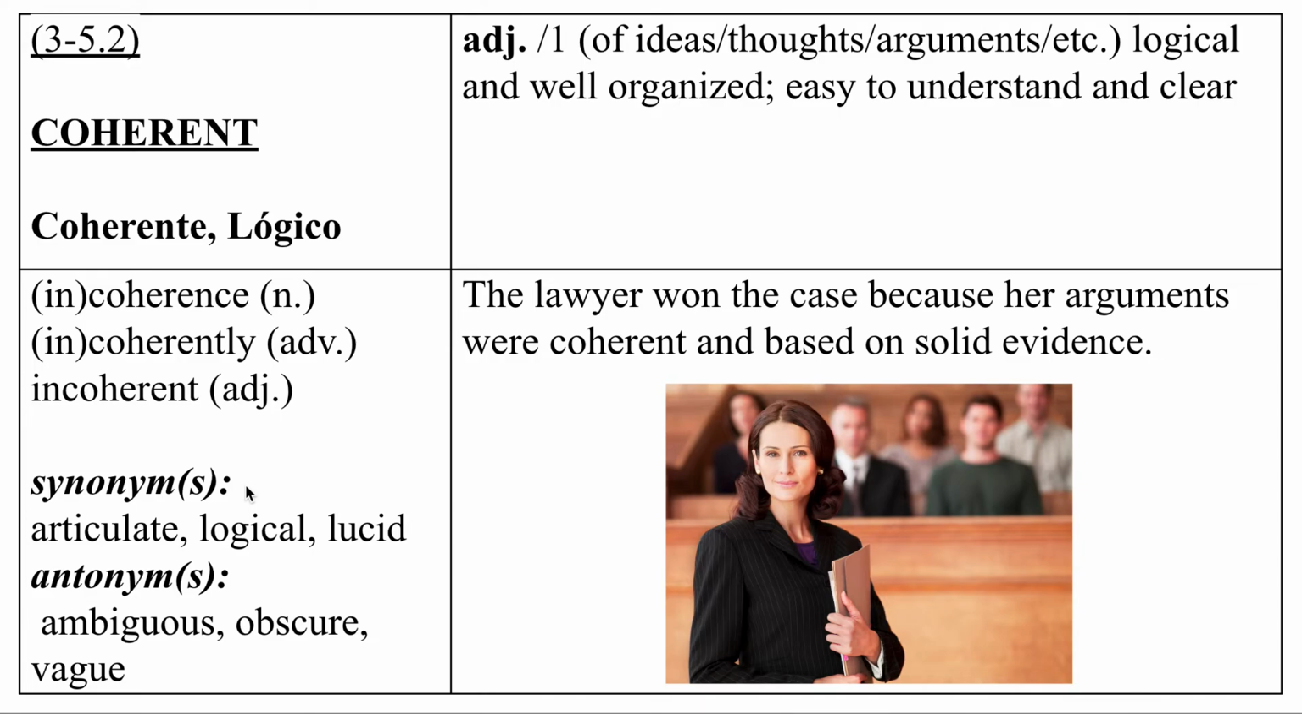So here's an example of a sentence with coherent talking about arguments. Here's a picture of a lawyer. This lawyer is happy because she won the case. Why? Because her arguments in the court were coherent and were based on solid evidence. So her arguments were organized and logical, and that's why she won the case for her client. That's an example sentence. So arguments, again, were coherent.